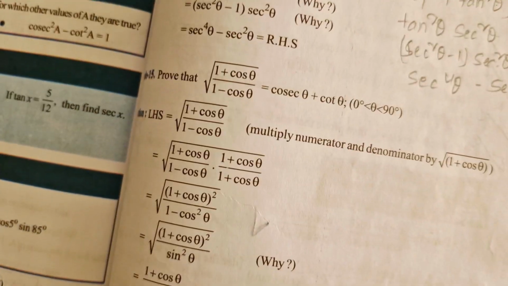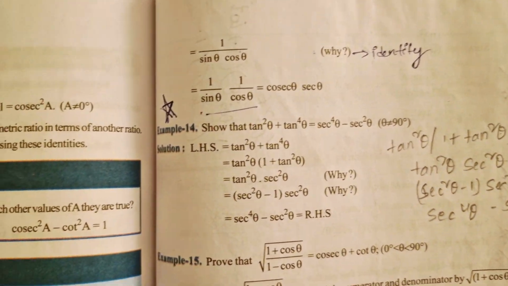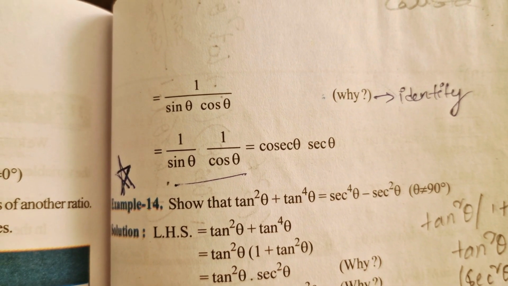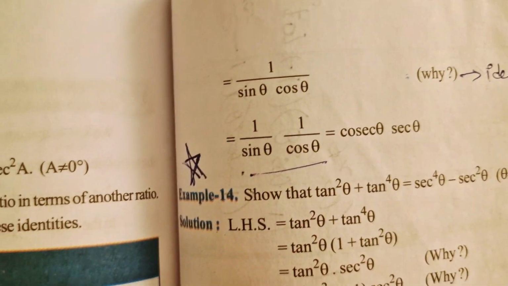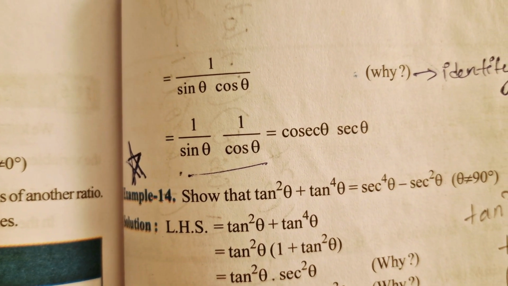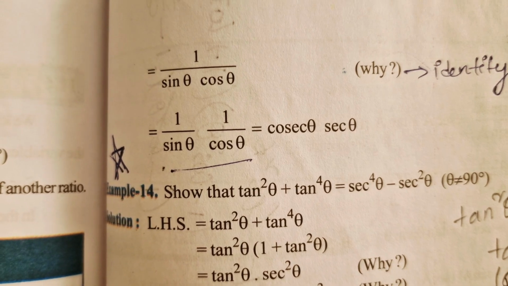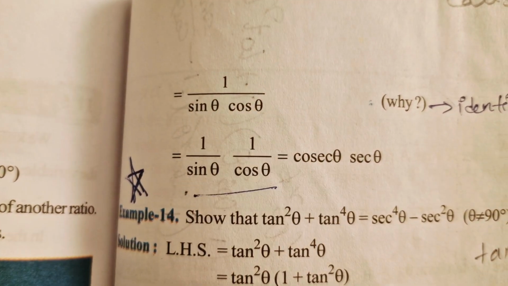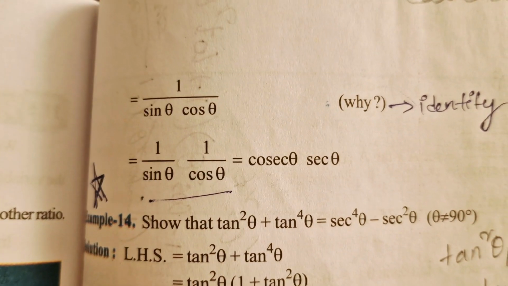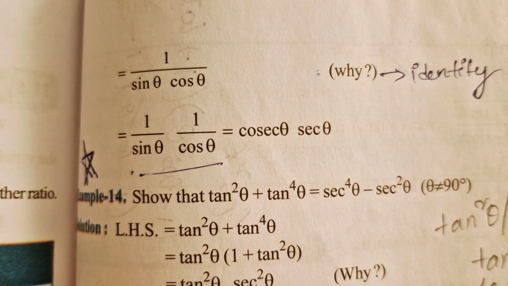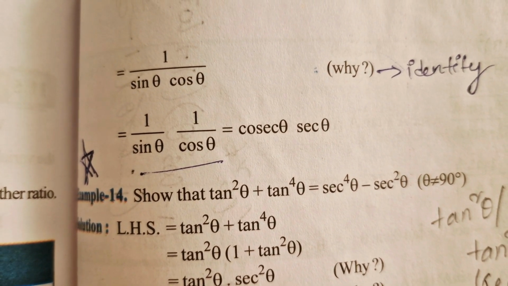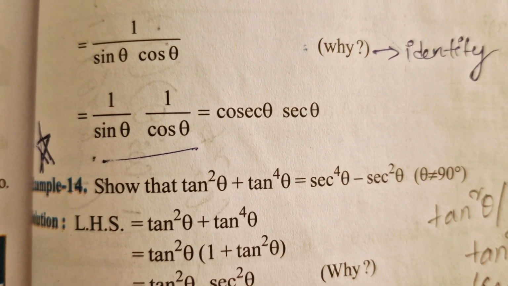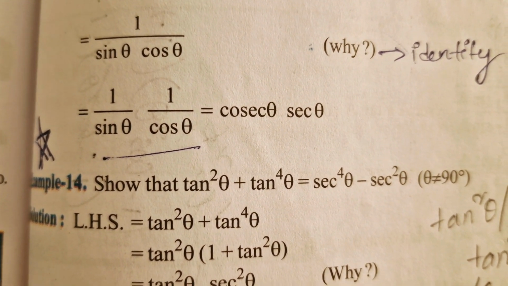Don't mind the handwriting. So by that we have 1 by sine theta cos theta. This is the identity I have said to you earlier: sine square theta plus cos square theta is equal to 1. So we have got this 1 on the upper numerator. So we have separated these two. So we can get 1 by sine theta is equal to cosecant theta, and 1 by cos theta is equal to secant theta.